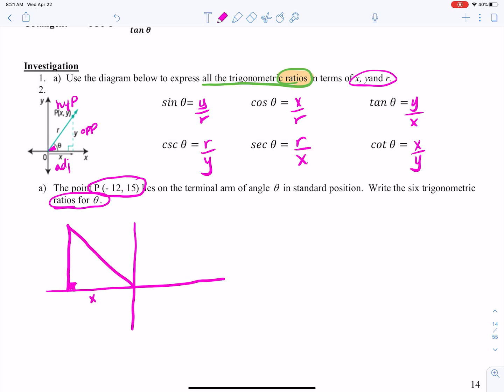So I know this is my x value, and it's -12. This is my y value, and it's 15. But nowhere in the question does it say that it is on the unit circle. So we're going to have to calculate the r value. How are we going to do that? Well, we use c squared is equal to a squared plus b squared. But in this course, we generally say r squared is equal to x squared plus y squared. And I'm going to hit that, do the substitution.